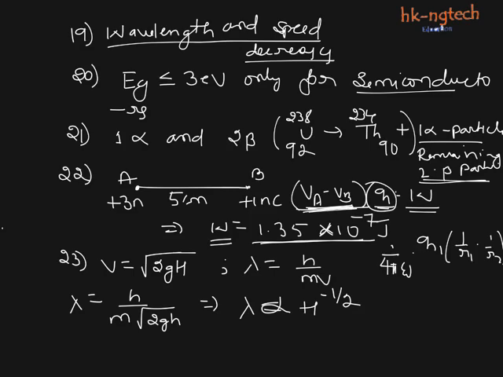Next problem, the 23rd one. A particle is dropped from the height h. The de Broglie's wavelength of the particle depends on... We know that velocity of the particle is equal to square root of 2gh, and the de Broglie's wavelength lambda is equal to h divided by mv. If I substitute the value of v here, lambda is equal to h divided by m into square root of 2gh. So obviously lambda is directly proportional to h to the power of minus 1 by 2. That must be the answer for the 23rd question, h to the power of minus 1 by 2.